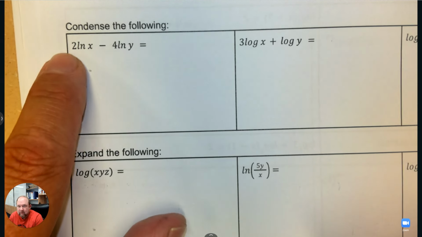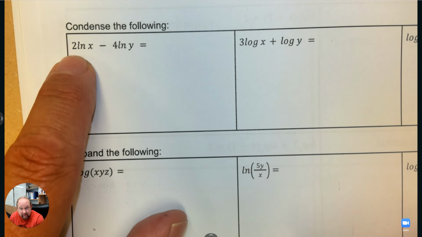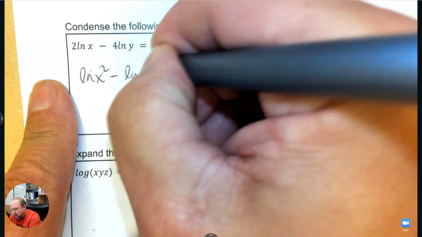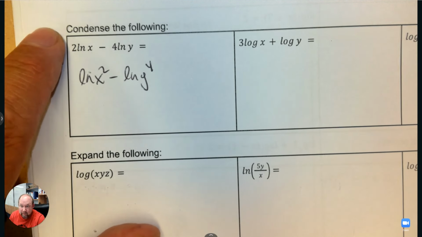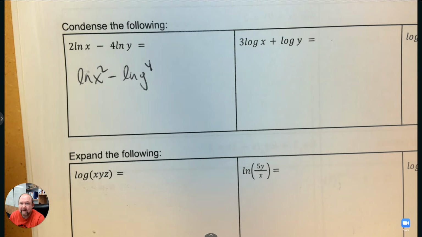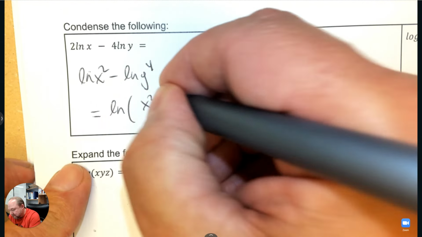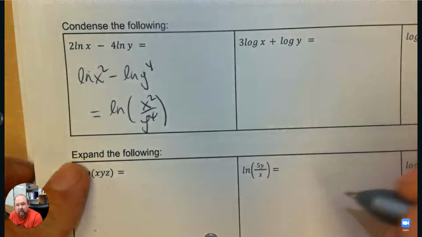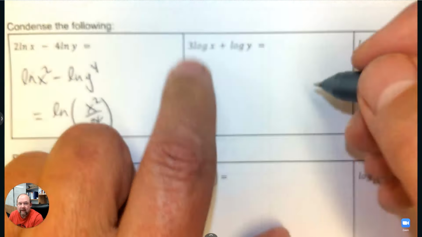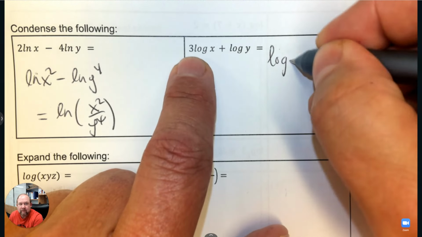All right, so mix. We start with the product in front, start with the exponent. So this should be ln x squared minus ln y to the fourth. So that number in front becomes the exponent inside. And then subtracting means you divide. And now it's written as one logarithm. So again, I look at the three. That's what I'm going to take care of first.